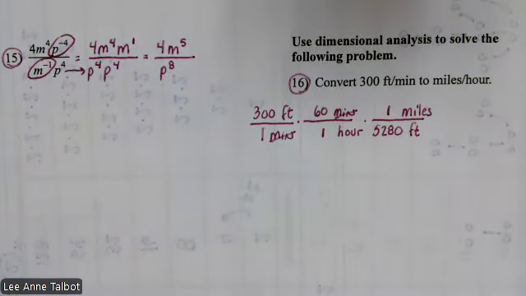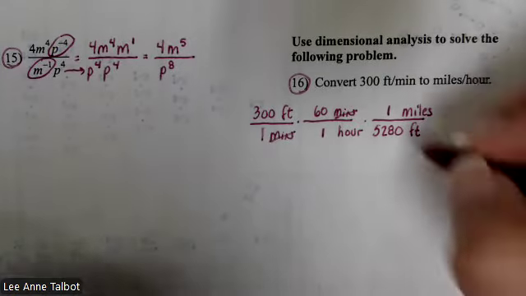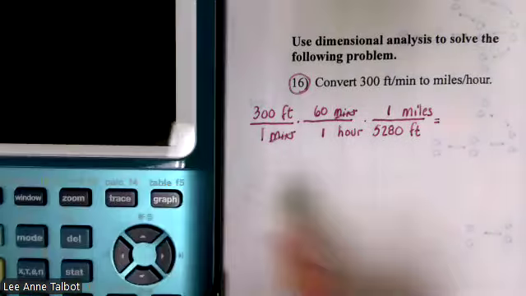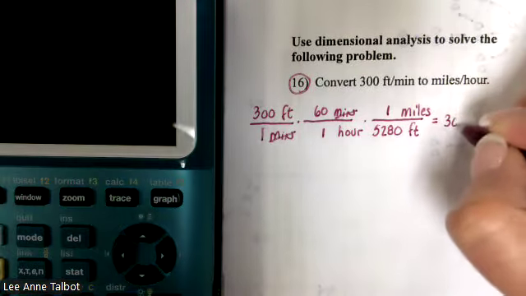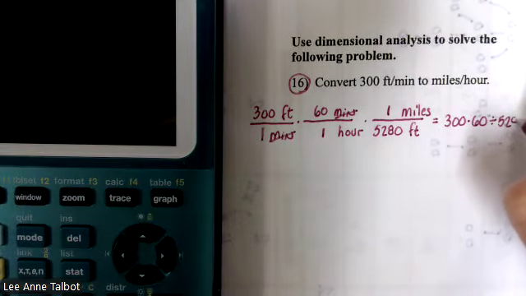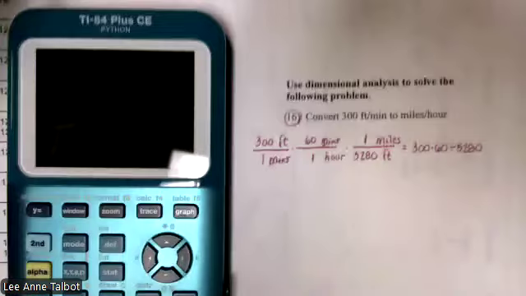By the way, if you ever have a question like that on a test or quiz, I will give you the 5,280. You do not need to memorize that number. I promise. Okay. Now what do I do on my calculator? Beautiful. So multiply the top ones, divide the bottom ones.